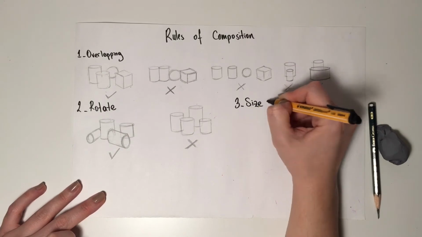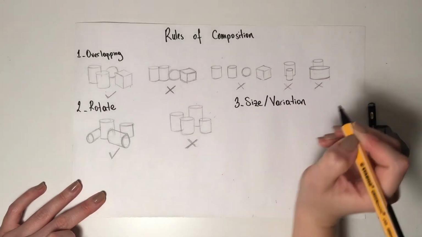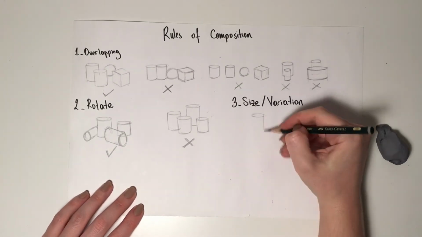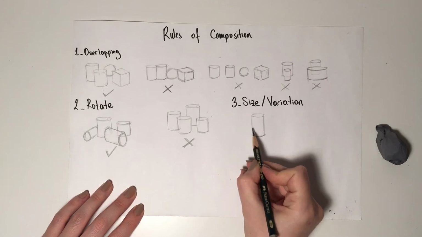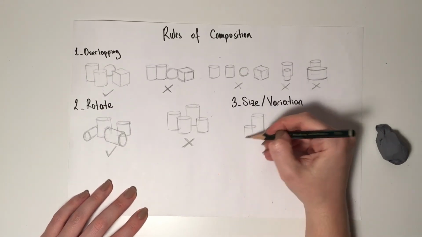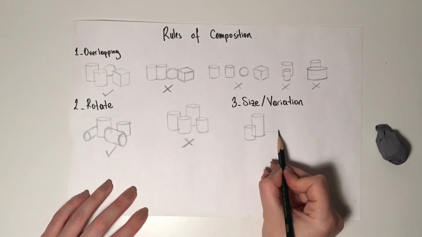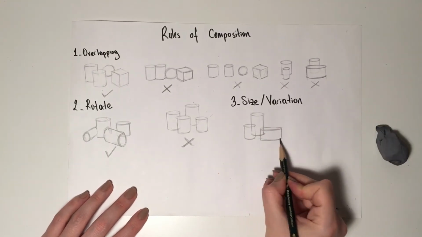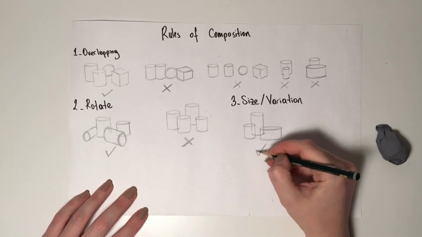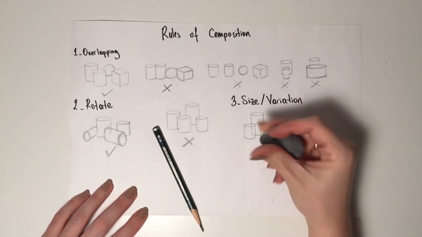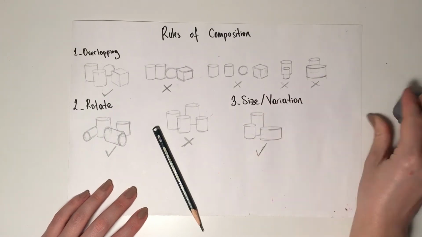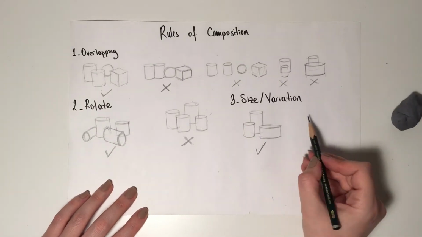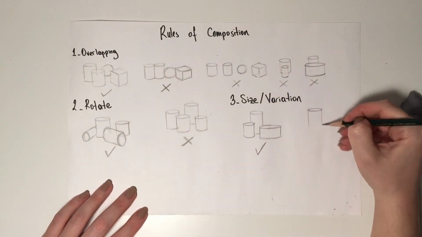Okay, let's move on to our third rule. It's size or variation. So here, try not to have all of your elements at the same exact size. You can have taller objects, shorter but wider objects. This is a good way to use variation in your composition. If you have color, you can also use color to create variation.